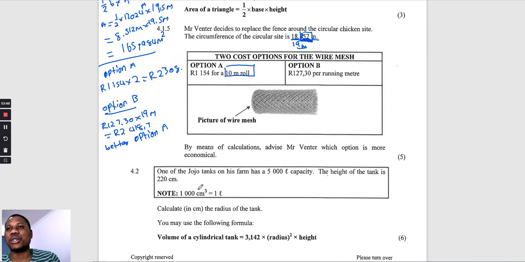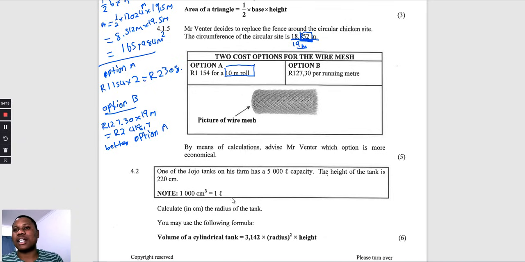One of the JoJo tanks on his farm has a 5,000 liter capacity. The height of the tank is 220 centimeters. Note that 1,000 centimeter cubic equals 1 liter. Calculate in centimeters the radius of the tank. You may use the following formula: volume equals that.